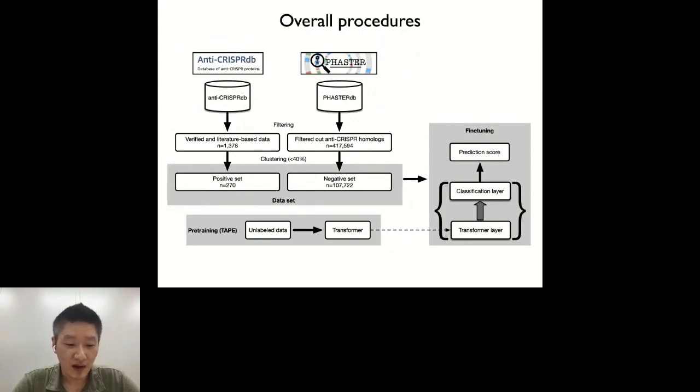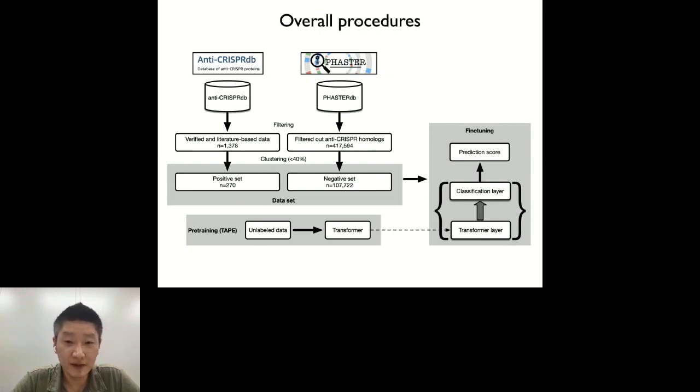In my work, I developed a predictive model that recognizes anti-CRISPR proteins by adding a classification layer to the transformer model pre-trained with unlabeled protein sequences and fine-tuning it with labeled data, in this case, anti-CRISPR data.